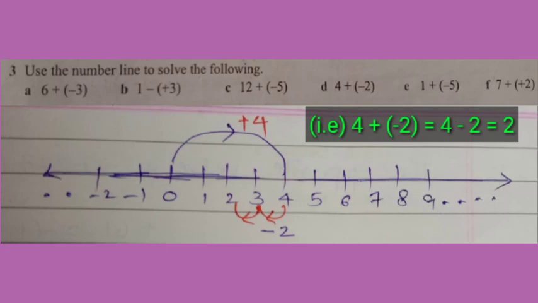Exercise 5B, question number D: 4 plus minus 2. If we want to add minus 2 to 4, we start from 0 and move 4 units to the right to get 4. Then we move 2 units to the left starting from 4 to add minus 2 and reach the final position denoted by 2. Thus 4 plus minus 2 equals 2.